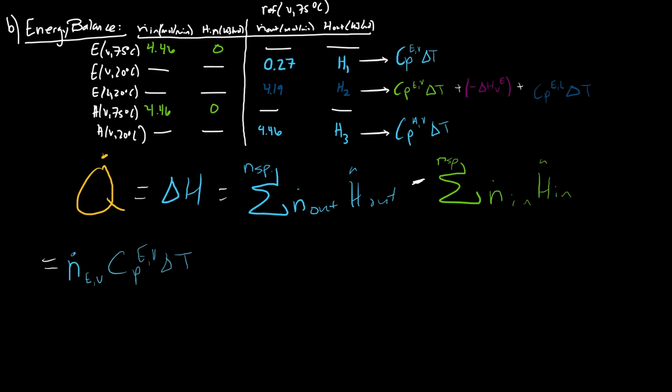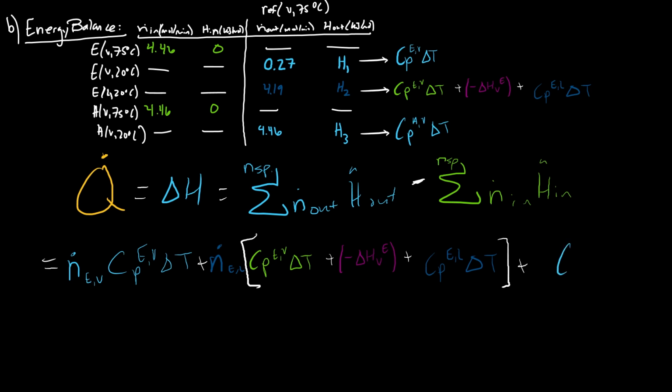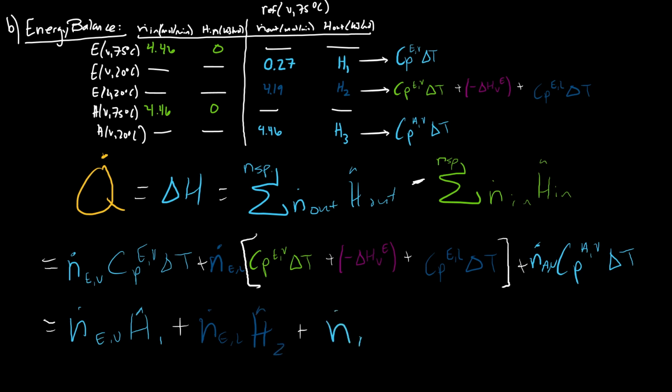Okay, so let's put this all together. So we have the molar flow rate of ethanol vapor times the heat capacity of ethanol vapor times the delta T plus the heat capacity of ethanol vapor delta T plus the negative latent heat of vaporization of ethanol plus the heat capacity of ethanol liquid times delta T. All of this multiplied by the molar flow rate of ethanol liquid plus the heat capacity of air vapor times delta T times the molar flow rate of air vapor is the rate of heat removed from the system in kilowatts. However, we can make this a little more compact using the enthalpies. And so remember, this is the specific enthalpy, and we multiply it by the molar flow rate to be able to get the rate of heat removed from the system.